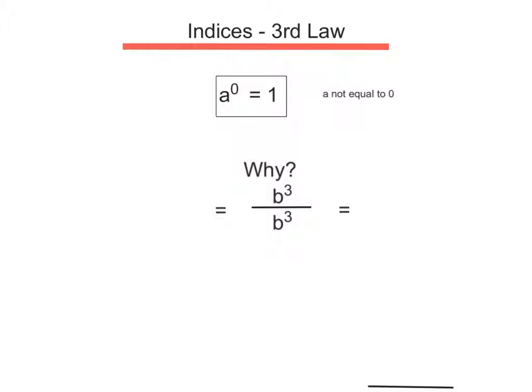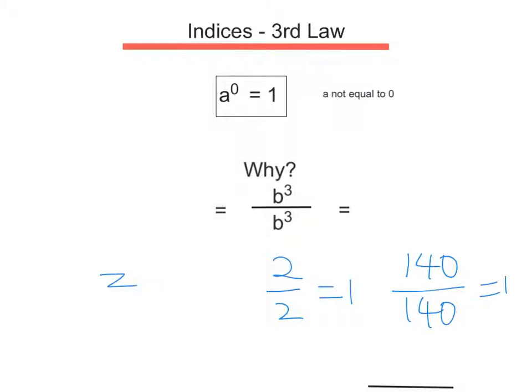Why is this true? Well, let's have a look at an example. Below I've written b cubed over b cubed. Now we know that if you have the same number over the same number, you get 1. For example, 2 over 2 equals 1. 140 over 140 equals 1. Z over Z equals 1. So b cubed over b cubed also equals 1.